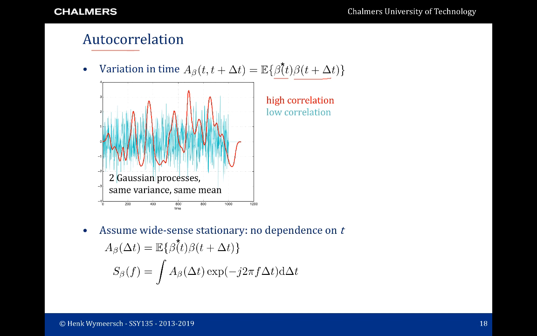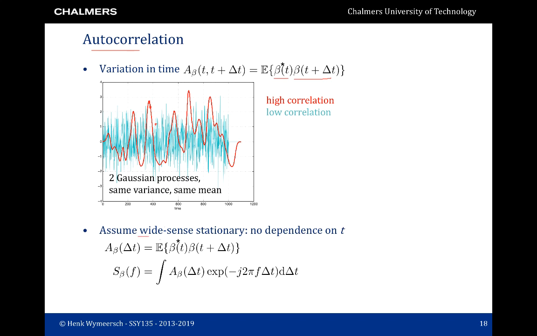The figure here shows as a function of time 2 random processes with the same distribution. So they are both Gaussian with the same mean and the same variance, but as you can see, the red process is much more slowly varying than the blue process. So the red process has a very high correlation, the blue process has a very low correlation. High correlation is because when I know the process at a certain time, I can say a lot about the process a little bit later. While for the blue process, knowing the process at a certain time tells me basically nothing about the process a little bit later.